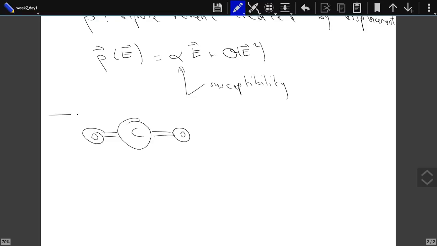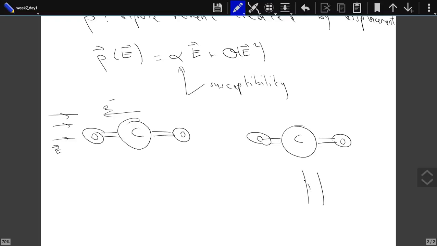If you exert an electric field in this direction, well, the electrons can easily move along this molecule. So the electrons will move a large distance. But on the other hand, if you take your carbon dioxide and apply an electric field in a direction perpendicular to the alignment of the molecule, well, the electrons cannot really move that much.